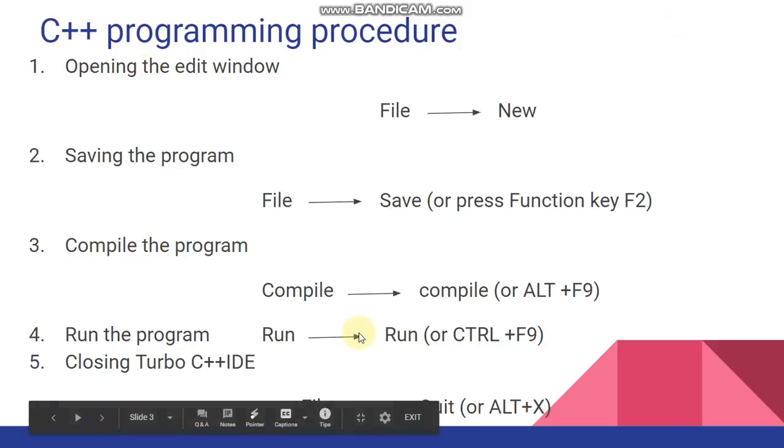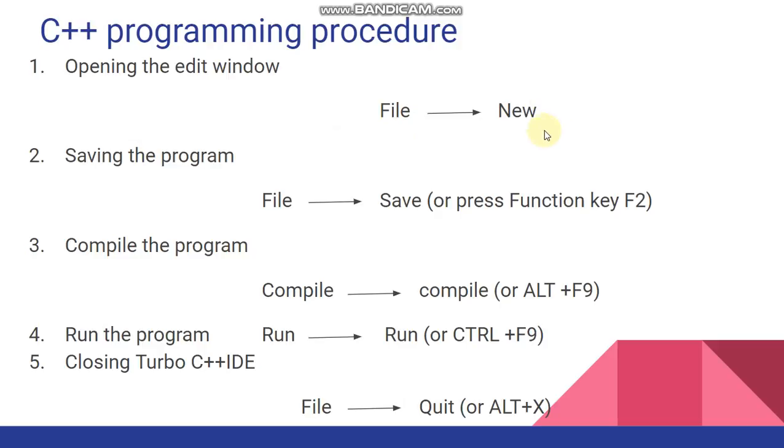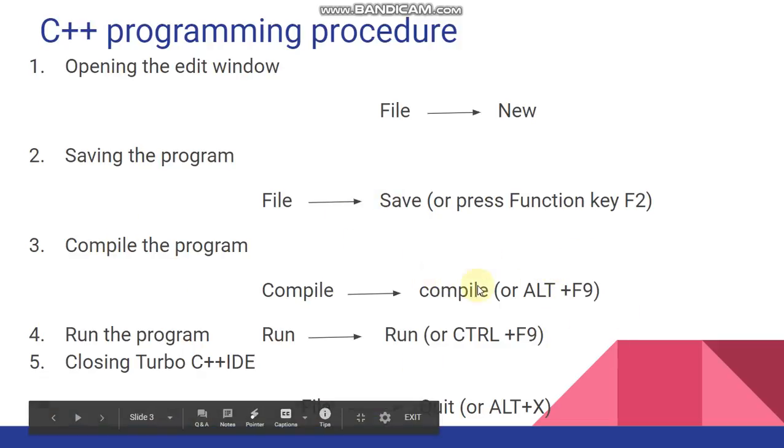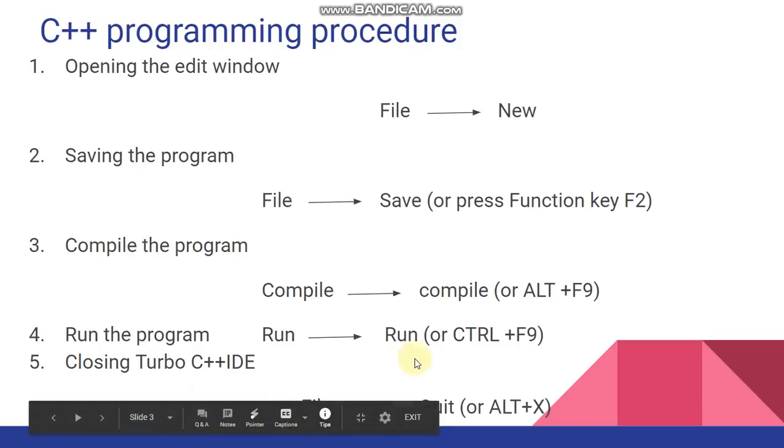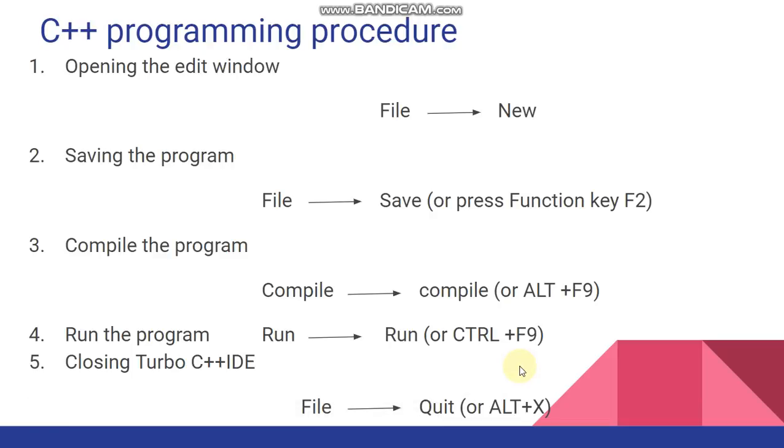This is what I said: for opening, take File, then click New. For saving, from File click Save. For compiling, click Compile, Alt F9, that is the short key. For running the program, click Run or Control F9. And for closing the program, click on File, then Quit, or the short key is Alt X.